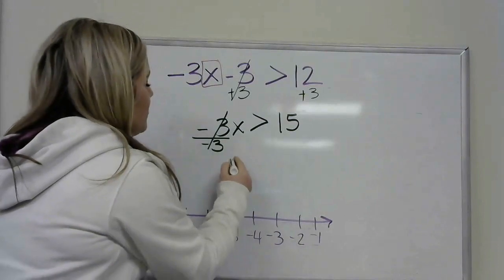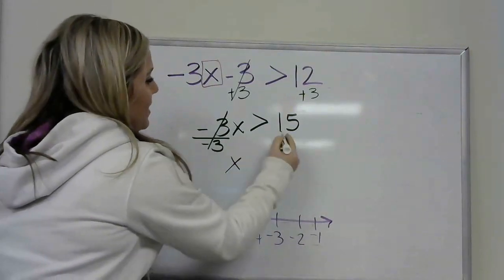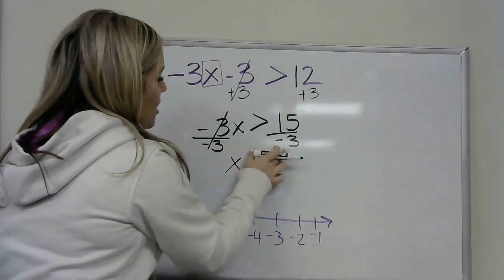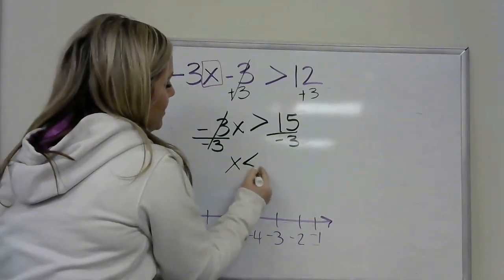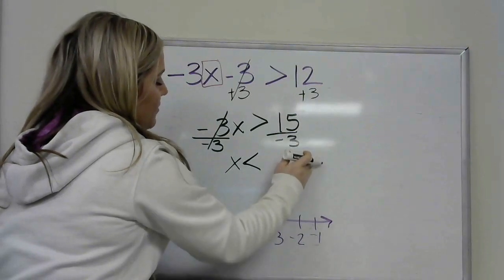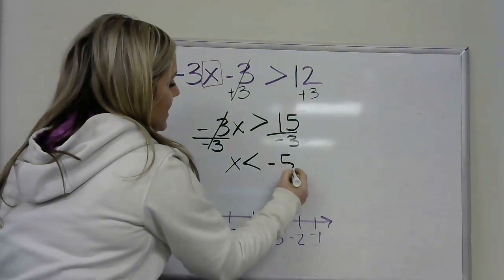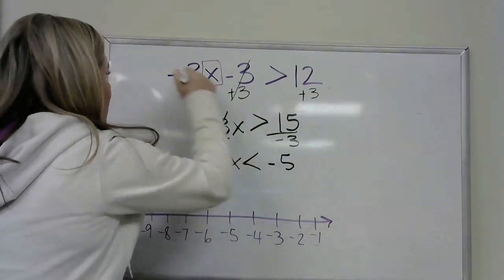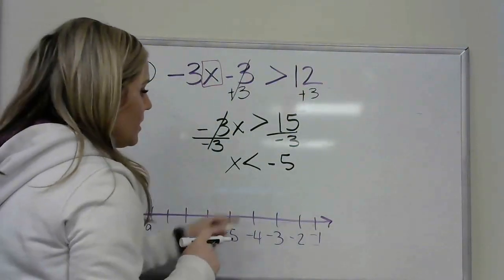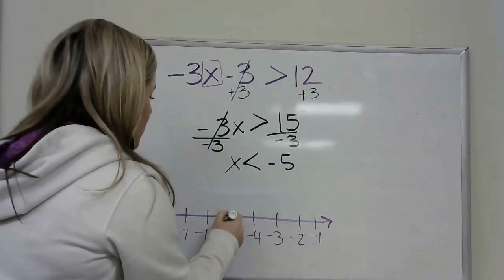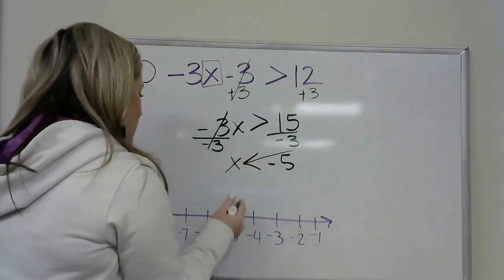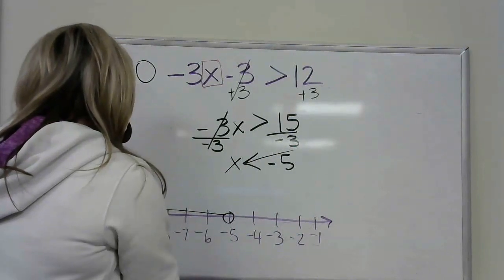Now we have just x. If I divide this side by negative 3, I've got to divide the other side by negative 3. Since I'm dividing by a negative, my inequality is going to flip. And 15 divided by negative 3 is negative 5. Since there's not a line under it, it's an open circle. So I'm going to go to negative 5 and put an open circle on it, and my line is going to go this way.